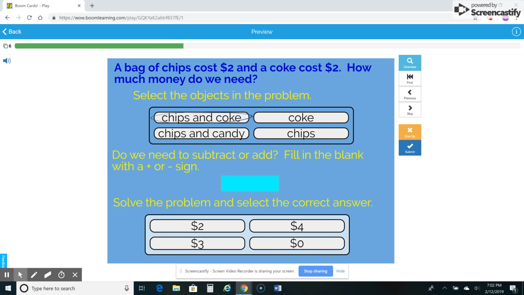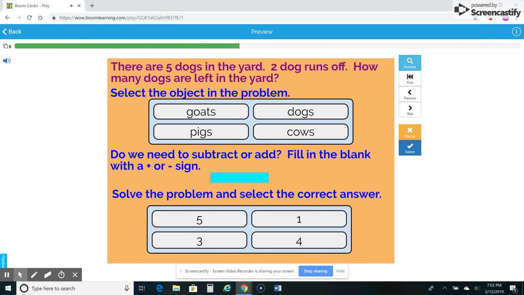All right, do we need to add or subtract? It wants us to fill in the blank with a plus or minus sign. So we're going to go here and fill in a plus sign. And then we're going to solve the problem. So 2 and 2 is 4. And then we do submit. And it tells us we got them correct.